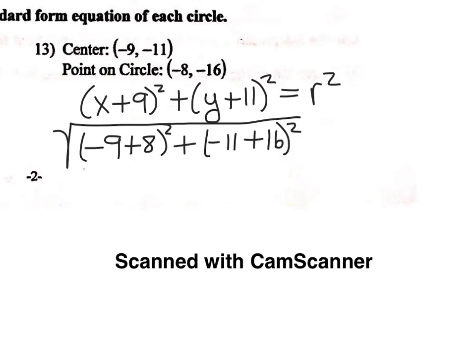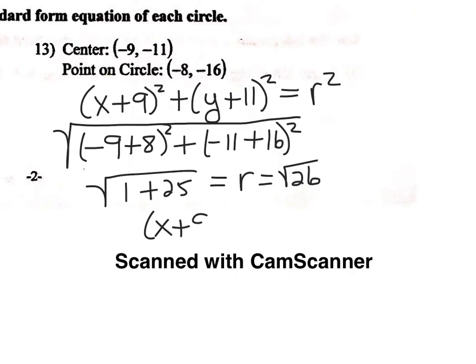Pythagorean theorem. Okay, so here we have -1 squared is 1 plus, and over here we have -11 plus 16 is 5. 5 squared is 25. So we end up with an r value of square root 26. Well, that means that r squared is 26, because the square of the square root of 26 is 26. So my equation then is going to be x plus 9 squared plus y plus 11 squared equals 26. And that's it.